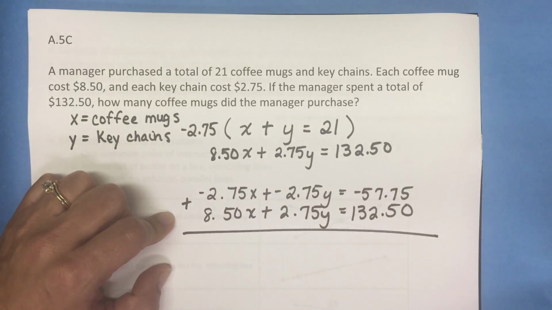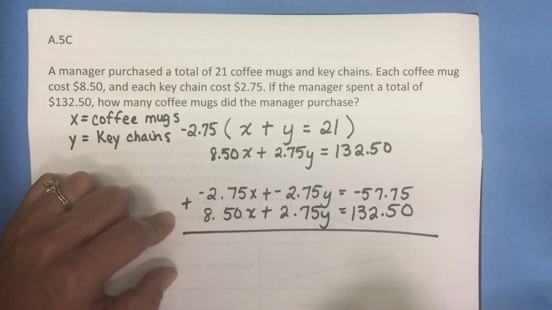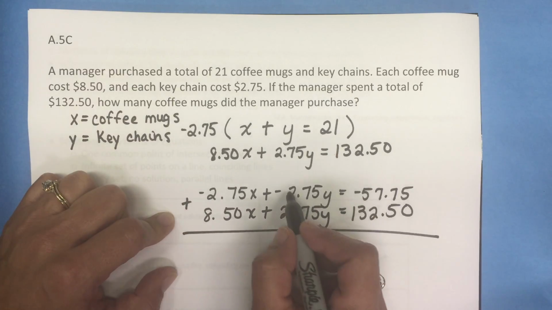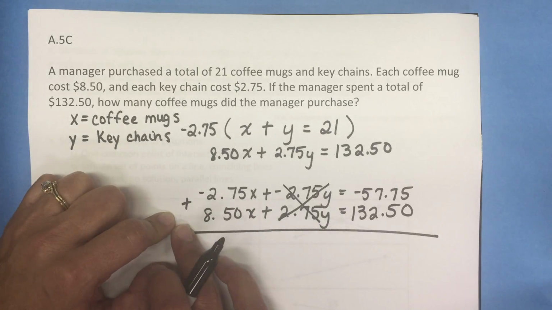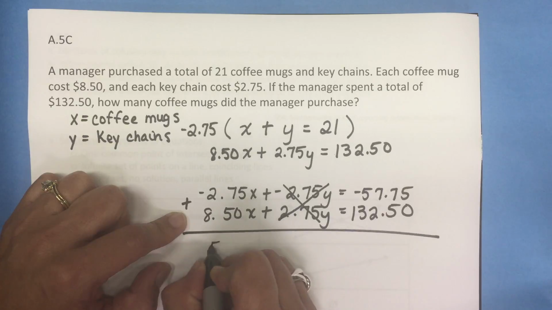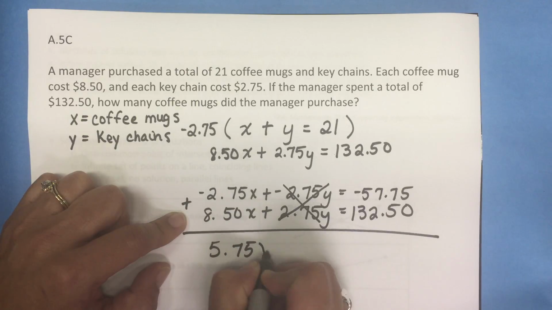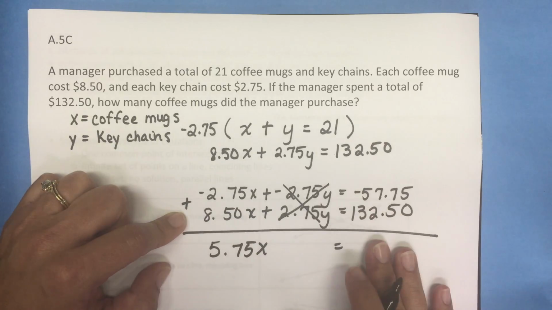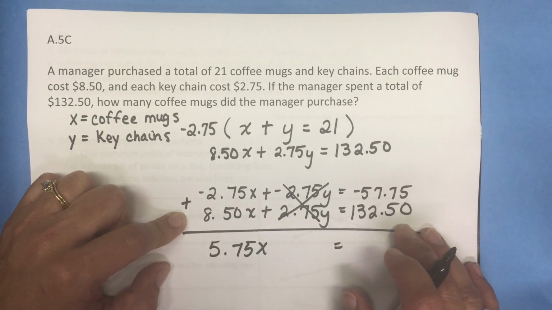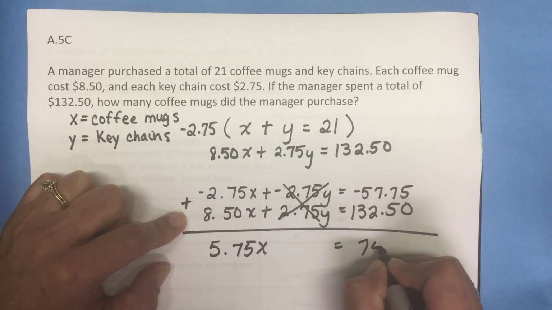Now, when I add these two equations, I'm going to have the y variable cancel. Negative 2.75y and a positive 2.75y, those are opposites, so those are going to cancel. I'm going to combine this negative 2.75x and positive 8.50x, and that's going to give us a total of 5.75x. On the other side of the equation, we're going to combine negative 57.75 and 132.50, and that gives us 74.75.